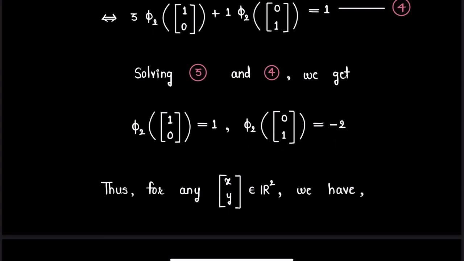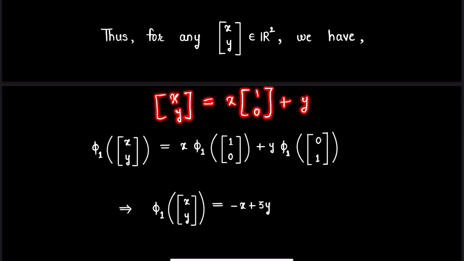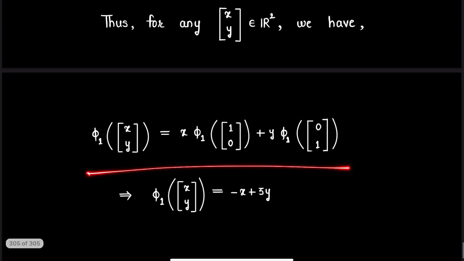Now we have got the images of standard basis vectors for phi1 and phi2. Now consider any arbitrary vector, say (x, y) in R2. We know that any vector (x, y) in R2 can be written in terms of standard basis vectors as (x, y) equals x times vector (1, 0) plus y times vector (0, 1). So the image of vector (x, y) under phi1 will be x times the image of vector (1, 0) under phi1 plus y times the image of vector (0, 1) under phi1, using linearity of phi1.